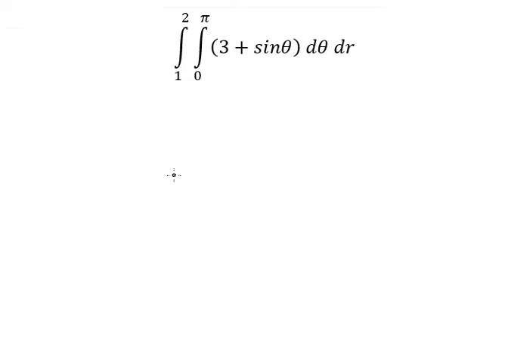The topic today is about double integrals. So now I will show you how to answer.